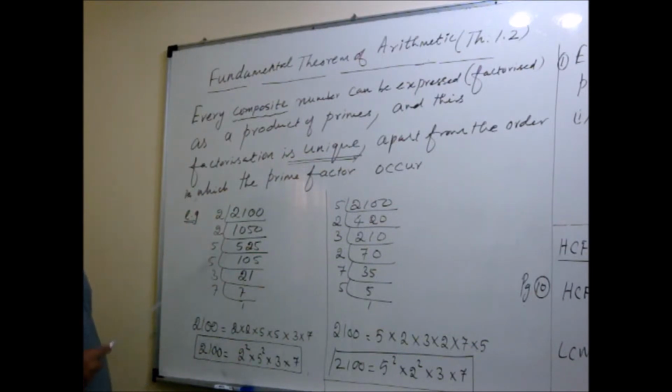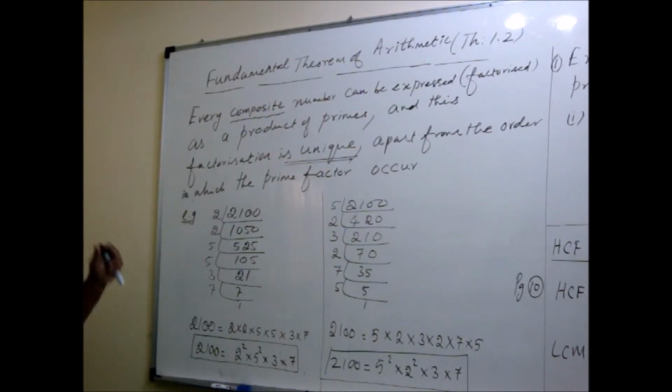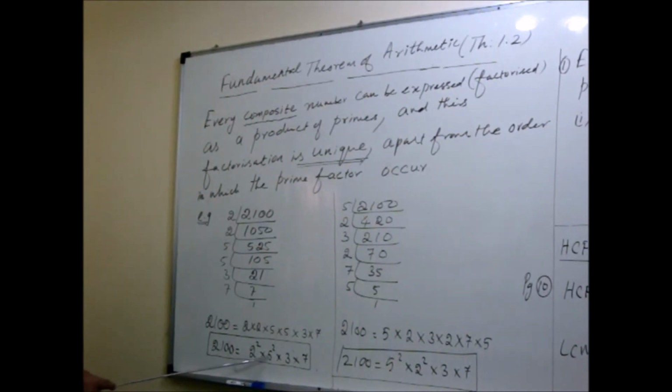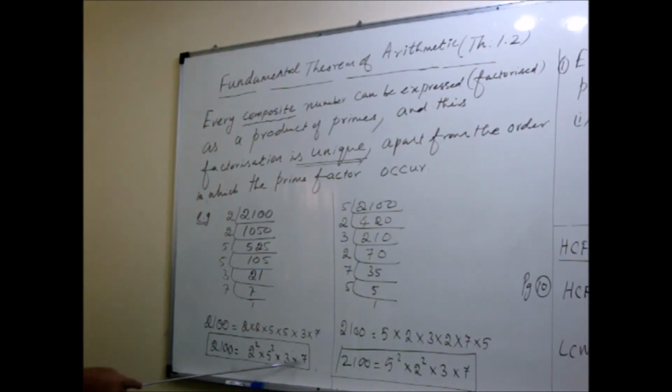See this example, 2100. I first divide by 2, I got this. Then again I divide by 2, I got this. Then by 5, again by 5, then by 3, then by 7. Then when I write the prime factors, see the order. 2100 is equal to 2 into 2 into 5 into 5 into 3 into 7. Usually we write in the power notation form. Twice we get 2, so we write 2 power 2, like that 5 power 2 into 3 into 7. This is the normal order.